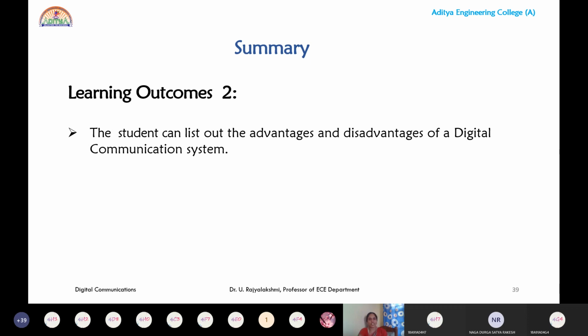And the disadvantage is mainly the higher bandwidth. To overcome that, digital communication can provide a trade-off between SNR and bandwidth. అది ఎలా ఓవర్కమ్ చేస్తామన్నది కూడా చూసారు. So these are the outcomes for today's module.